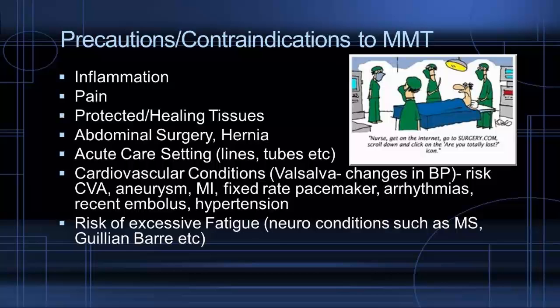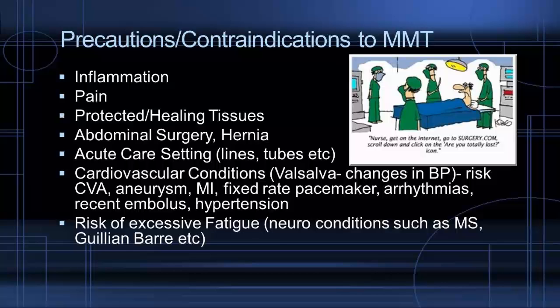But if somebody's got a lot of inflammation or pain, they're in a protection phase of an injury. They've got healing tissues, and you don't want to put stress on them. After abdominal surgery or hernia, you don't want to put pressure on any sutures or anything, and the person might be kind of bearing down to do strength, and we don't want to affect that.